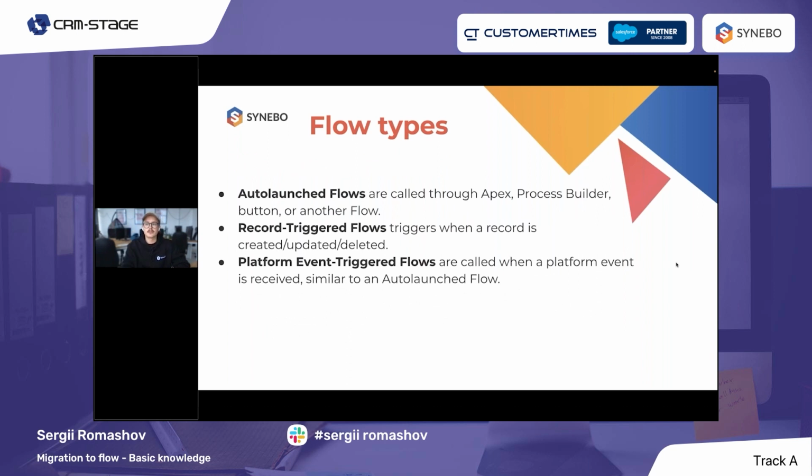Let's quickly review flow types and use cases. Autolaunched flows are flows that have no trigger. They should be called through Apex, process builders, actions, buttons, or another record-triggered flow. The use case for an autolaunched flow, I would say, is a repeating process that's similar or even the same and should be launched from different objects, but does a similar thing in the same action. For example, it could be a custom rollup automation that you put in Flow.